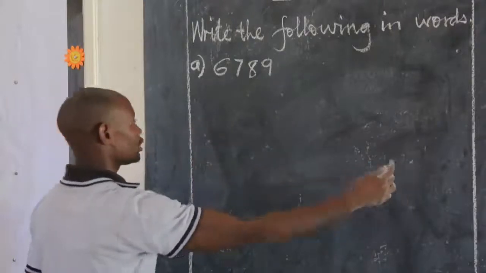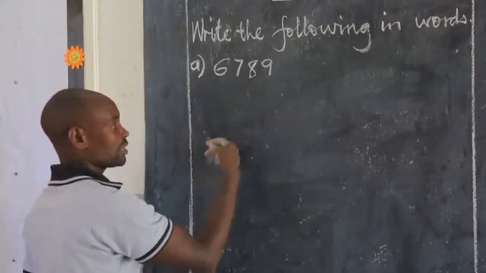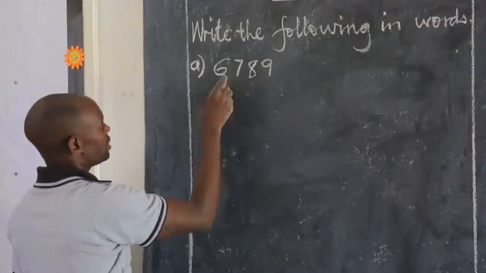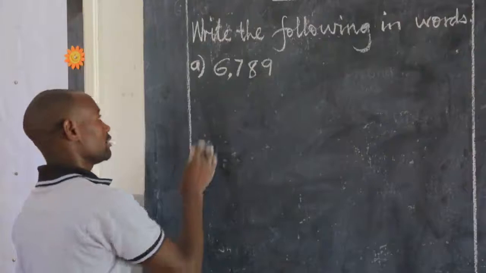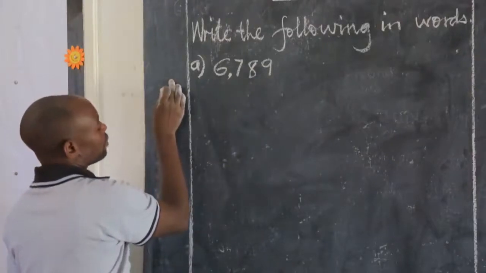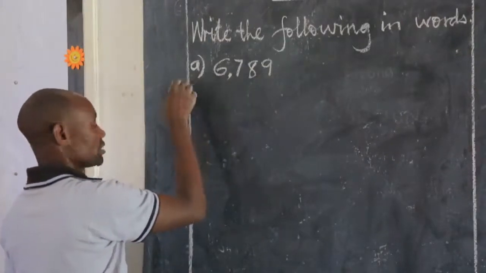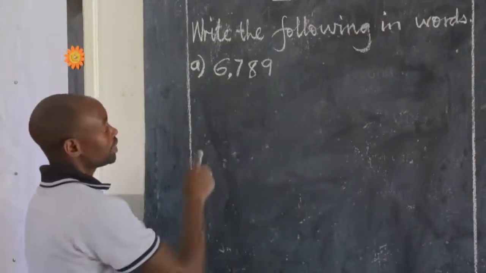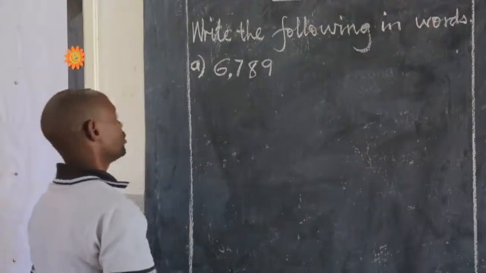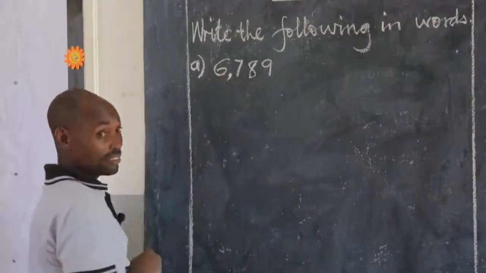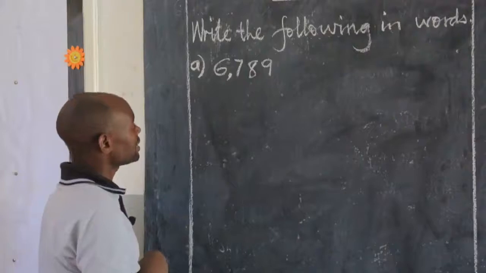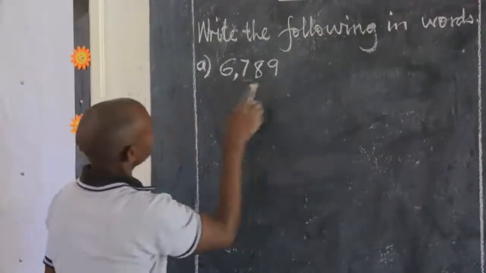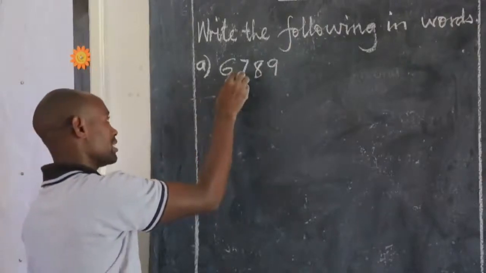From your right, you count three figures, then you put a comma. Three figures, you put a comma. So we shall have 1, 2, 3, then we put a comma. If we have another group of three, you count 1, 2, 3, you put a comma. So you can put as many commas as possible given the number. So this comma is very important. It is not put there just for formality. So it means I have these three and this one separated by this comma.